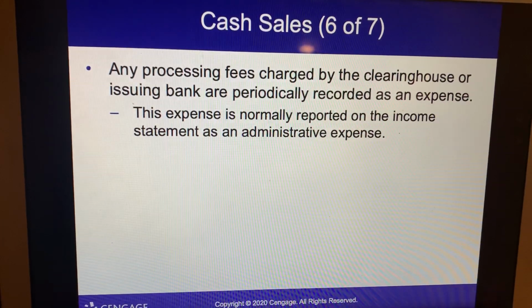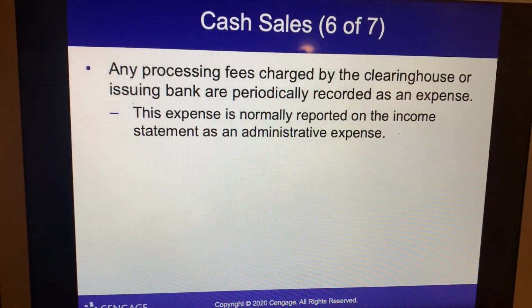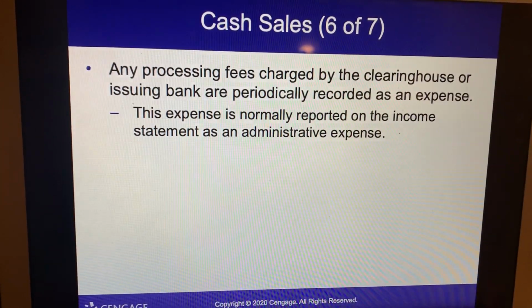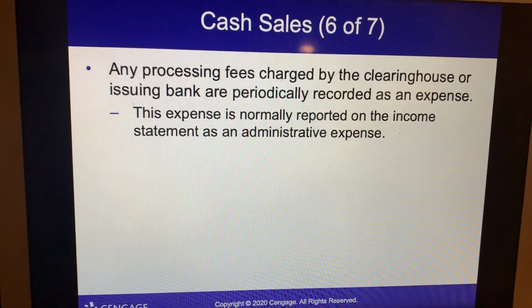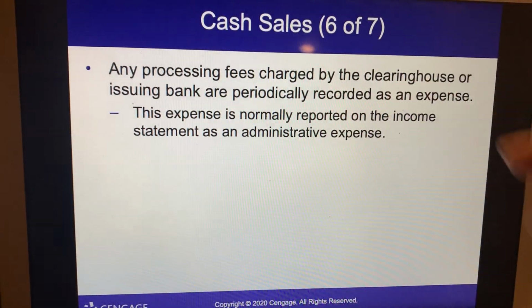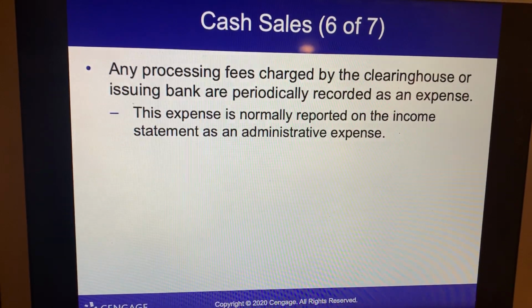Any processing fees charged by the clearinghouse or issuing bank are periodically recorded as an expense. So don't forget, if you have a business account or a business credit card, and you have a fee attached to your credit card, you can write that off as an expense, as it states right there. A lot of times when I do taxes for small business clients, they forget to write off the interest on their credit cards, but it has to be credit cards used for the business.